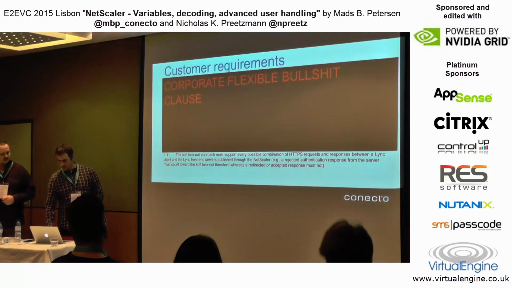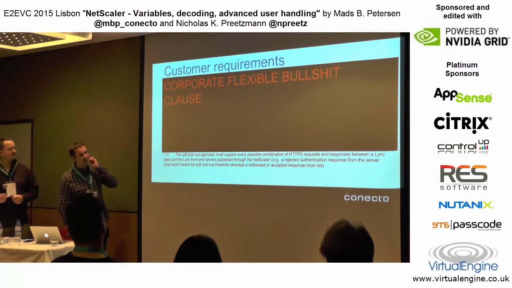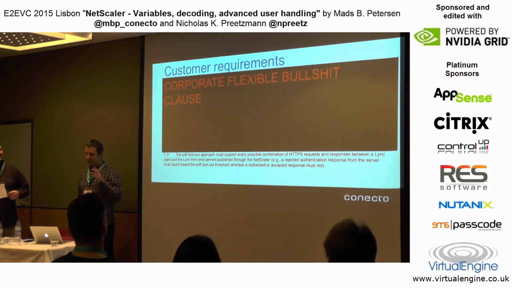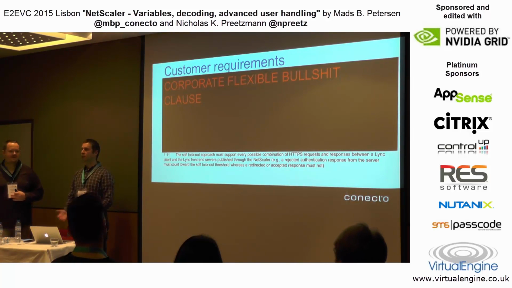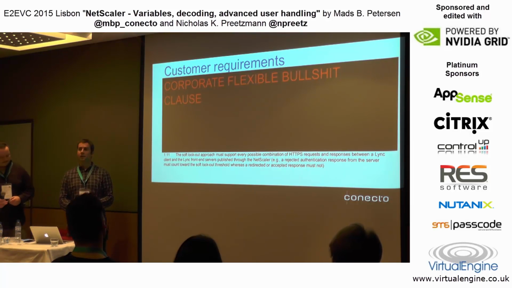Now, the last one, we did have a bit of discussion with the project manager because this is pretty much impossible to do: take into account every possible combination of HTTPS requests between a Link client and a Link server. But we tried it, and it's working. And this specific requirement caused us to use the pattern set feature in NetScaler, which Matt will cover later on in this section.